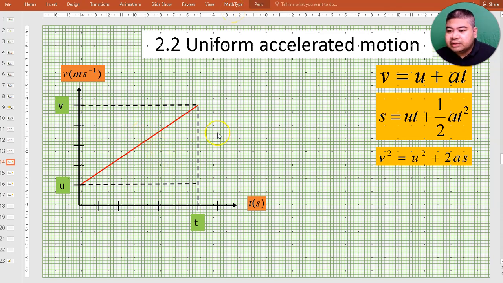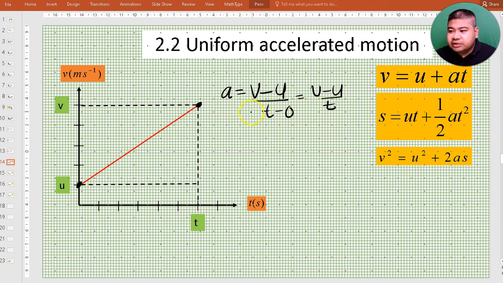The gradient of the graph, if you remember from our first video on linear motion, I explained that the gradient of graph vt is actually the acceleration of the motion. So the acceleration of the object is equal to the gradient of the line. At this point the value of y is v, and at this point the value of y is u. So the acceleration is v minus u divided by t minus 0, because at v our time is t, and at u our time is 0, which is equal to v minus u over t.